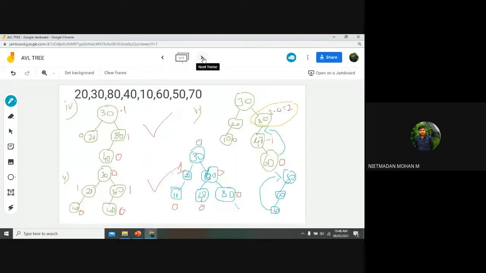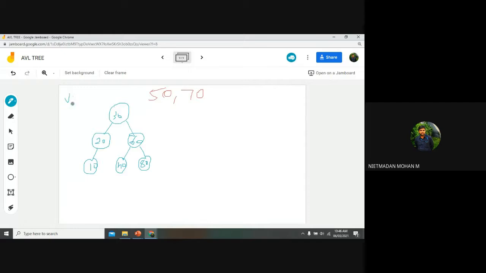So now coming to the 7th step, what do I want to insert here? 50. Where do I want to insert this 50? Right side of 40, sir. Yes, right side of 40, I want to insert this 50.